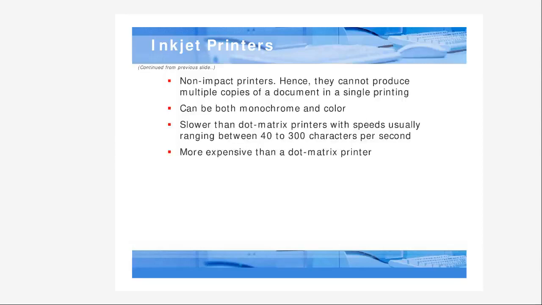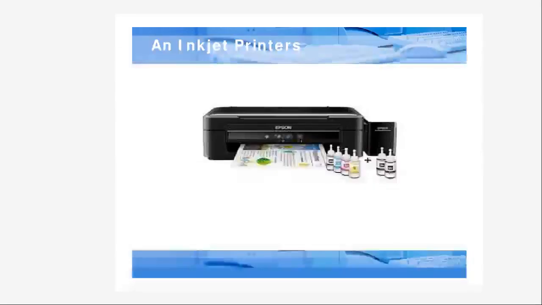It is slower than a dot matrix printer, with speeds ranging between 40 to 300 characters. So remember, an inkjet printer prints how many characters per second? 40 to 300 characters. And it is more expensive than a dot matrix printer. So an inkjet printer will look like this.